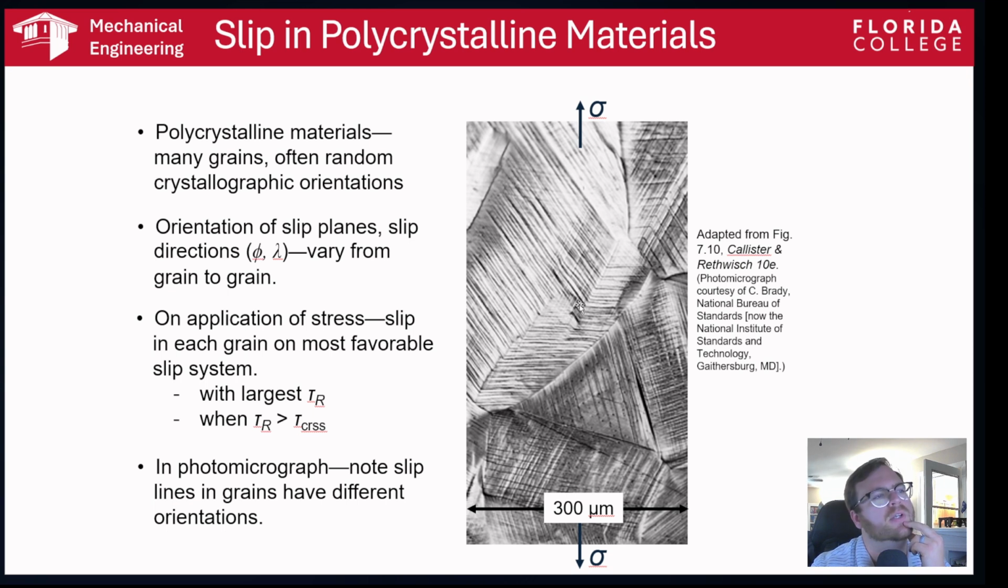And so on the application of stress, the slip in each grain happens along the most favorable slip system relative to our stress. It'll have the largest resolved shear stress, and it'll only happen when our resolved shear stress goes over our critical resolved shear stress. And you can see these different orientations.